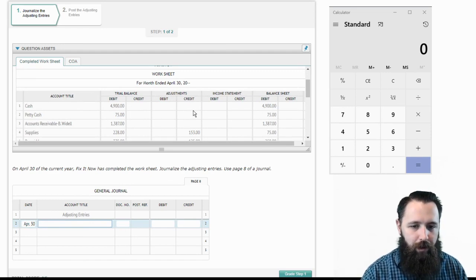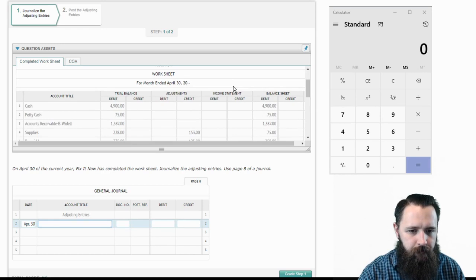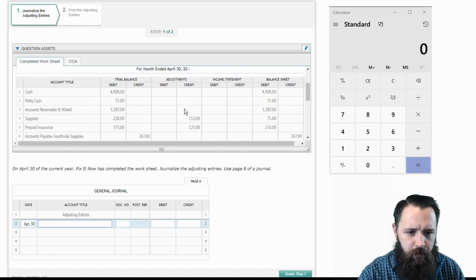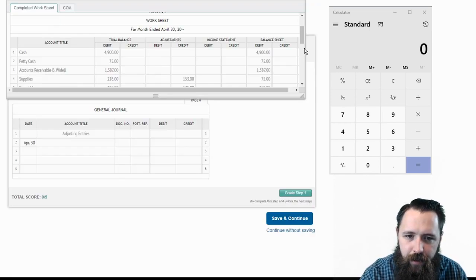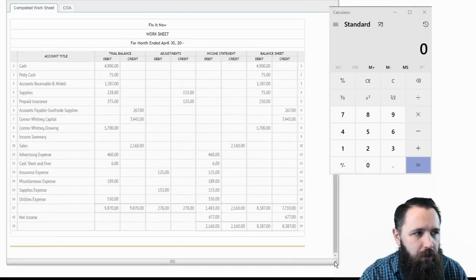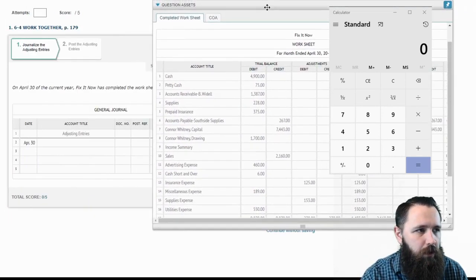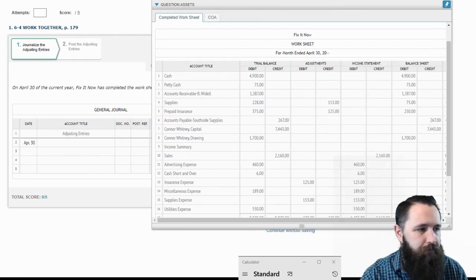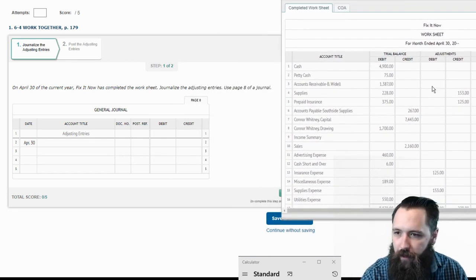And now we need to figure out what debit column we actually have here. So let's see. Sorry, yeah, it's adjustments here. Just a little hard to see. Let's pull this up, pull this over, get this out of the way for now. So if we look at this, we have adjustments.